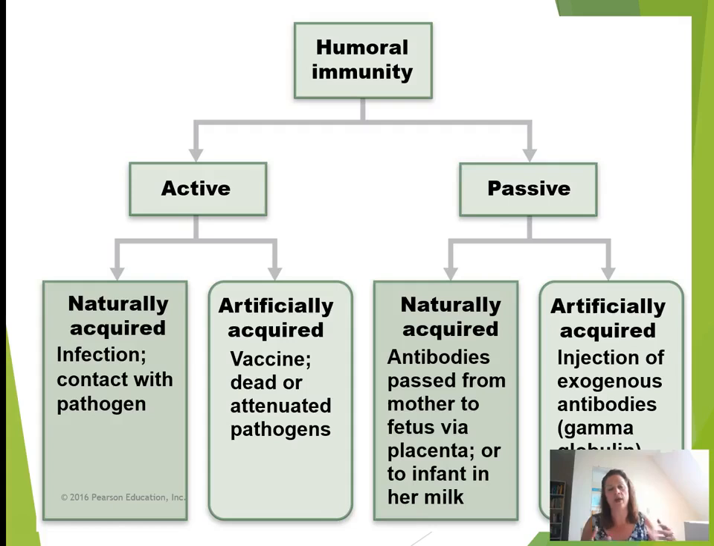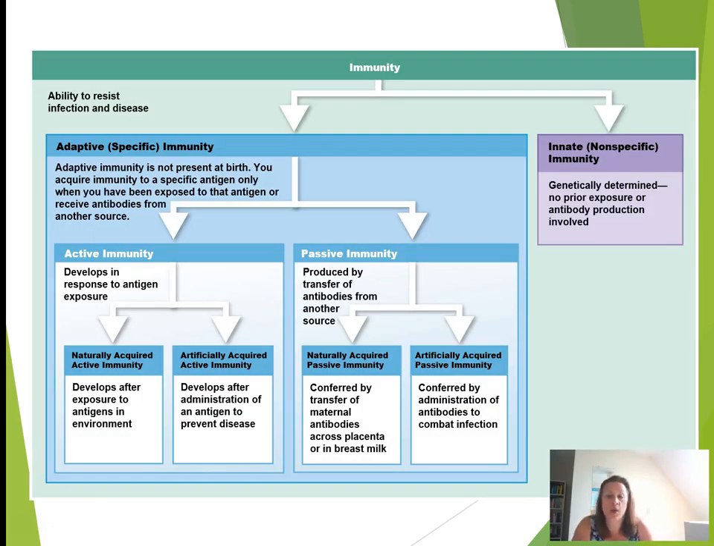So naturally acquired and artificially acquired, but active and passive. Active means your body actively created the antibody. Passive means you pulled in the antibody. Either way, all four of these mean you received some antibodies somehow, right? And they're going to hopefully work for you. Now, another way to put it, right? Active and passive, non-specific, right? Basically, we want the ability to resist infection and disease.